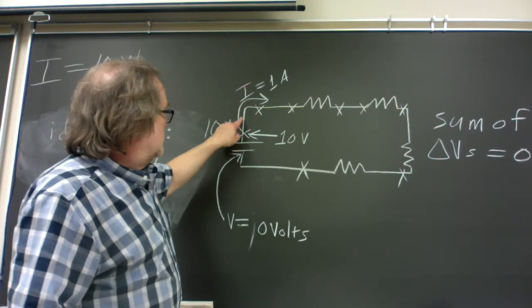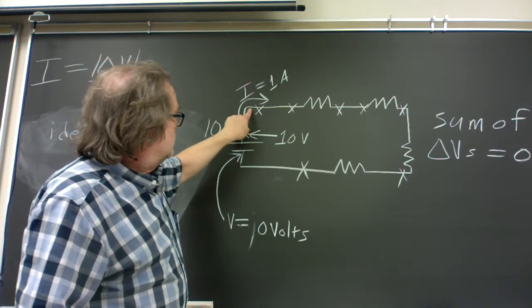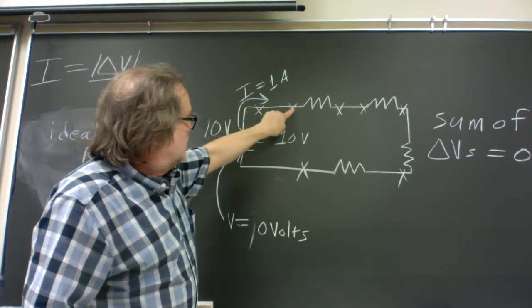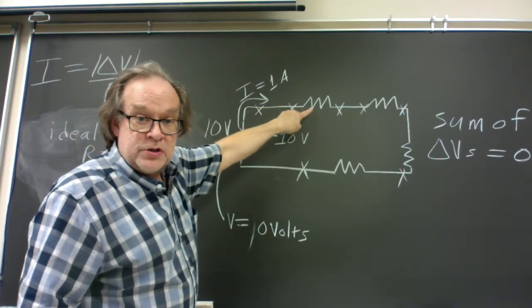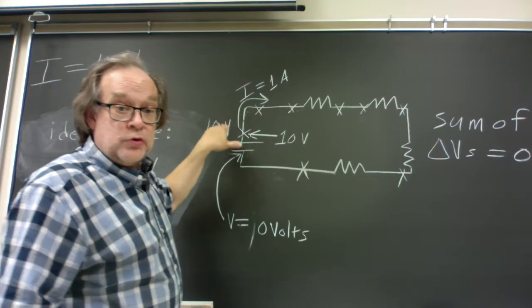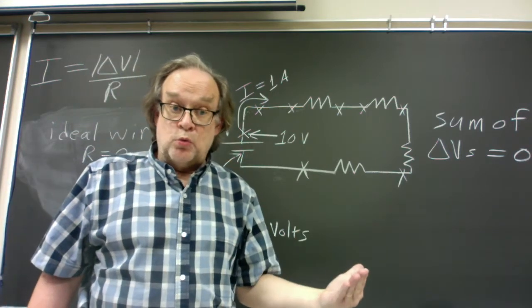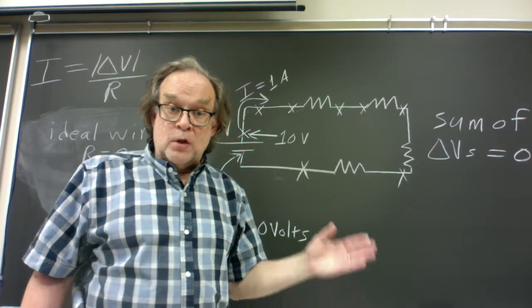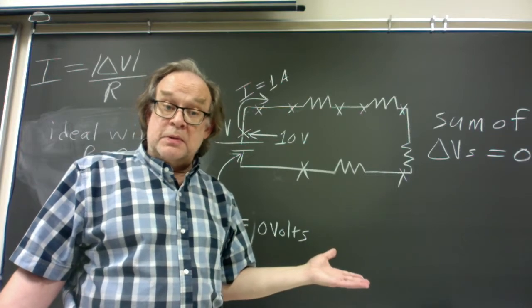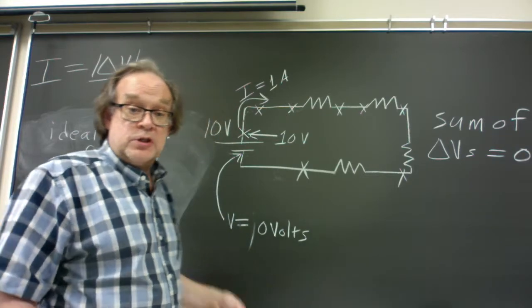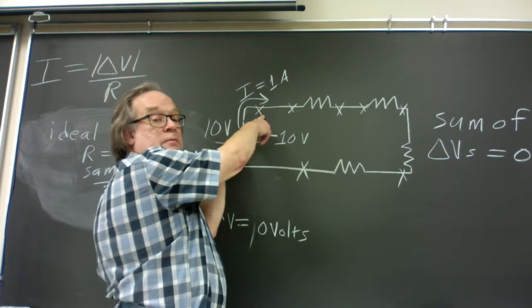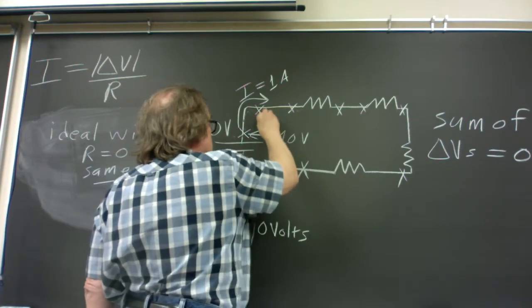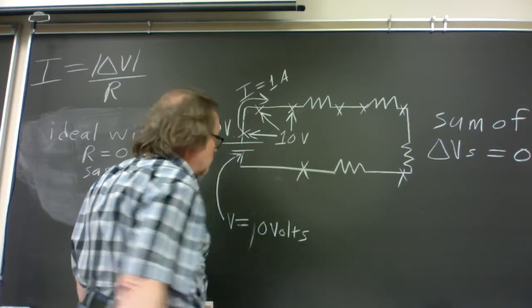And this point and all these points between here and up to the point where current enters this resistor, all those points are connected by nothing but wire. So all those points are at the same potential. There is no potential difference between any points in the same wire. So this point's at 10 volts, this point's at 10 volts.